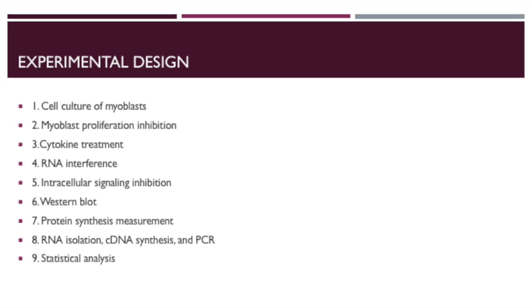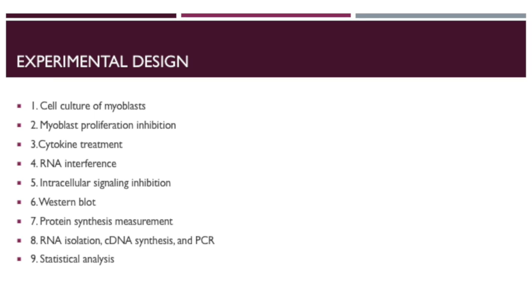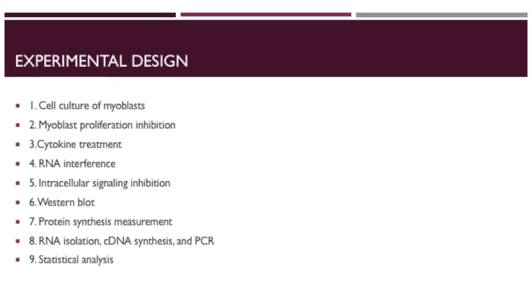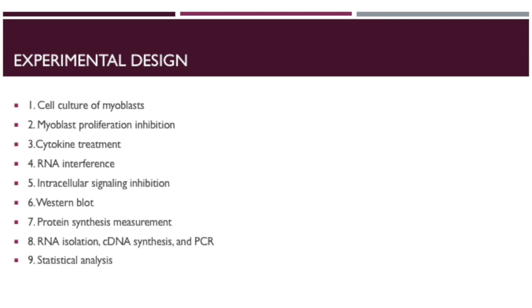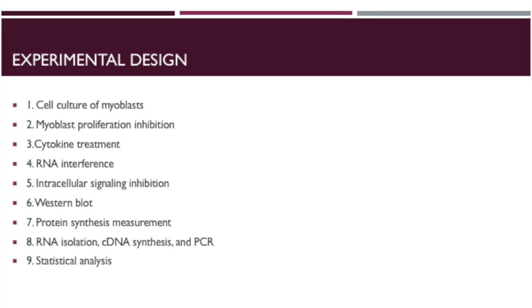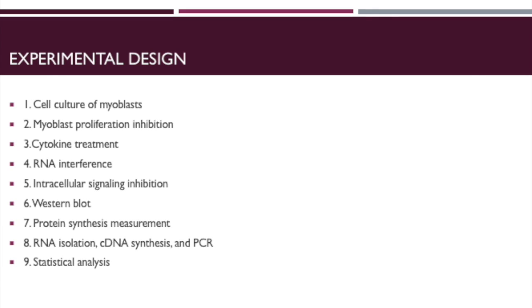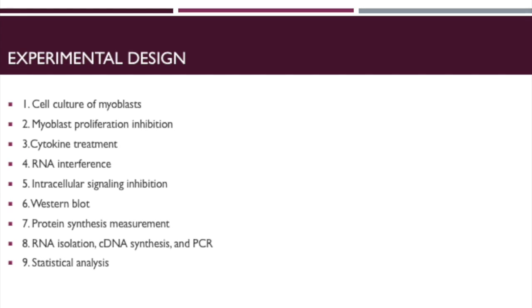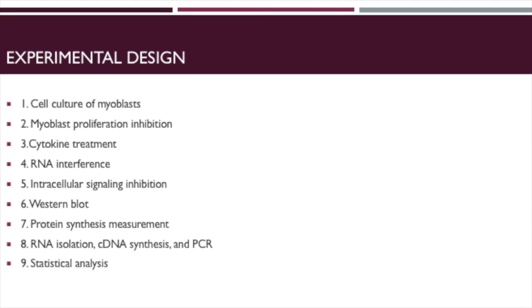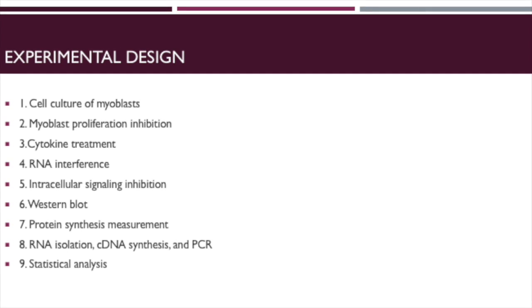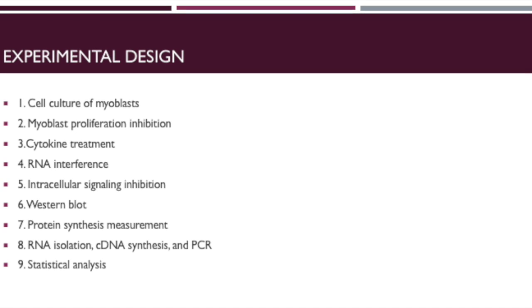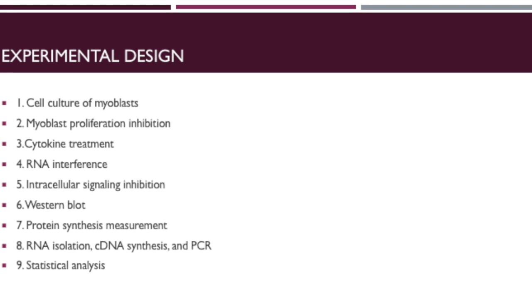In the third step of the experiment, the myotubes were treated with different doses of IL-6 or LIF cytokines. RNA interference was then performed prior to intracellular signaling inhibition. A GP130-dependent STAT3 specific inhibitor was used to prevent the intracellular signaling of STAT3, which targets the mTOR signaling pathway.